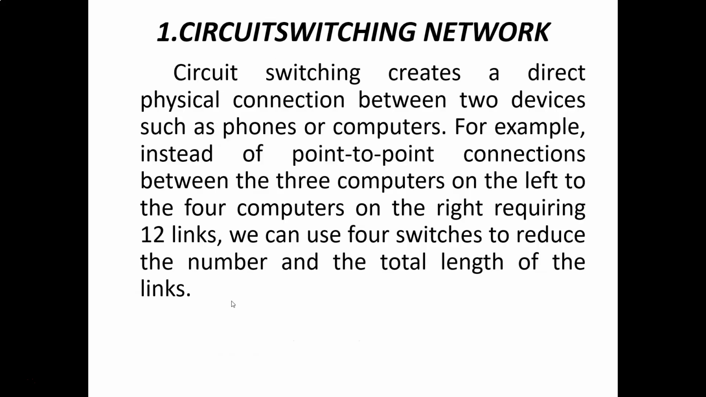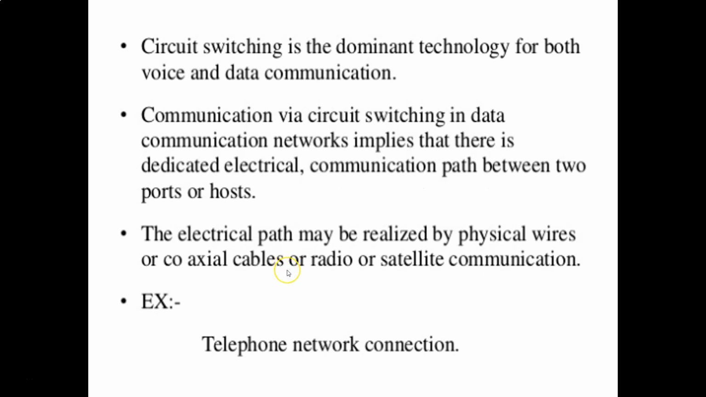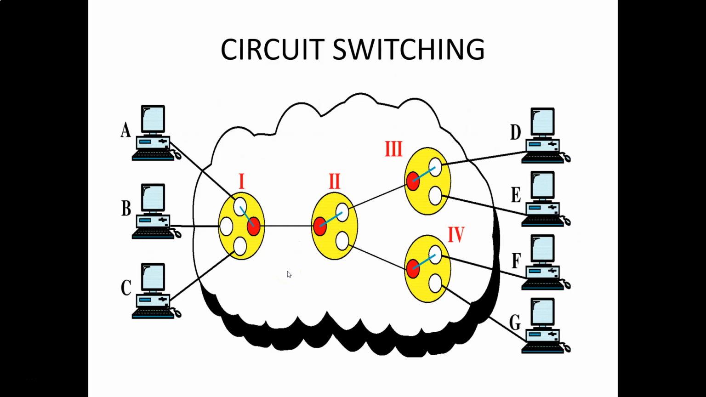Circuit switching creates a direct physical connection between two devices such as phones or computers. For example, instead of point-to-point connections between three computers on the left and four computers on the right requiring 12 links, we can use 4 switches to reduce the number and the total length of the links. So here we have this example.